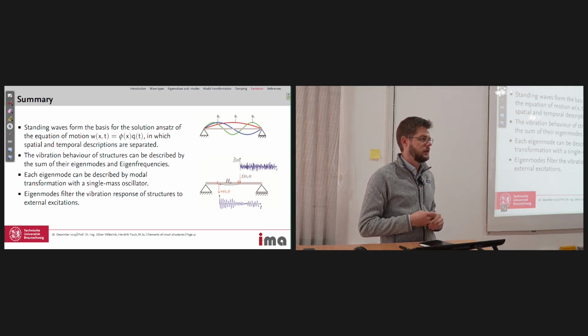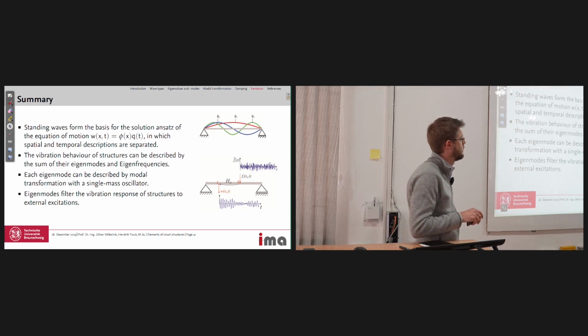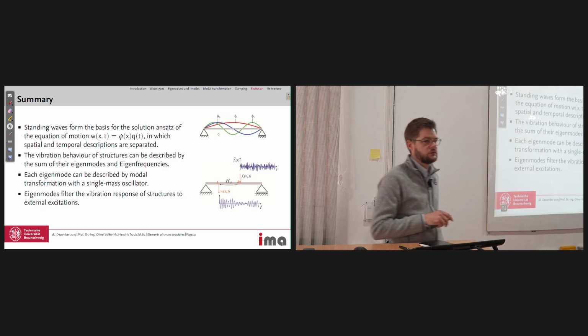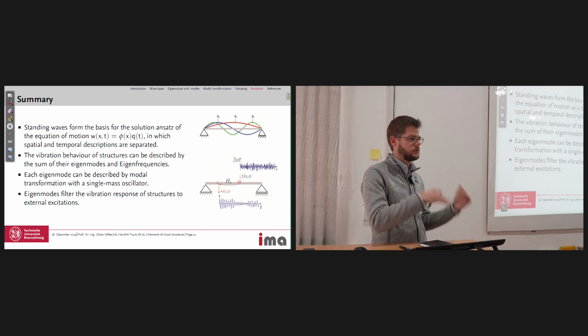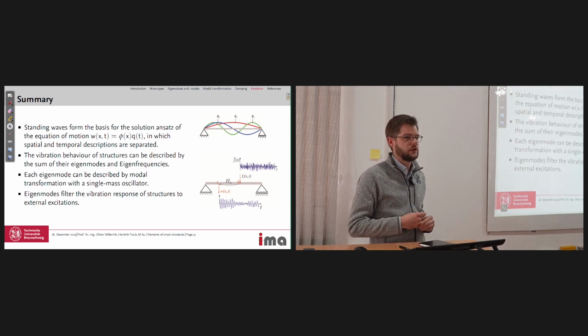And in the next lecture on active vibration control, we will have a look at actuators placed on the structure and how they would interact with the vibration and how we can use them to calm down the vibration of a structure.